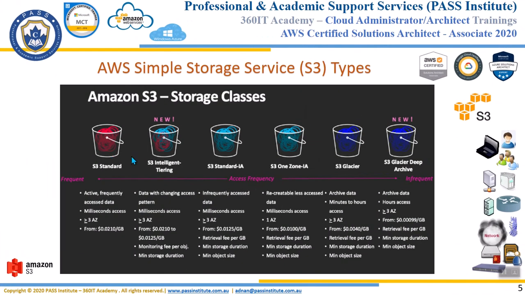Now there are different types of buckets available within S3. We know that S3 is a storage service where you can store something, just like an external storage for a notebook, a USB drive. But there are different types of S3 buckets: S3 Standard, Intelligent Tiering, IA, which is infrequently accessed, One Zone IA, which is infrequently accessed one zone, Glacier, and Deep Glacier. The two new buckets added are Intelligent Tiering and Deep Archive.